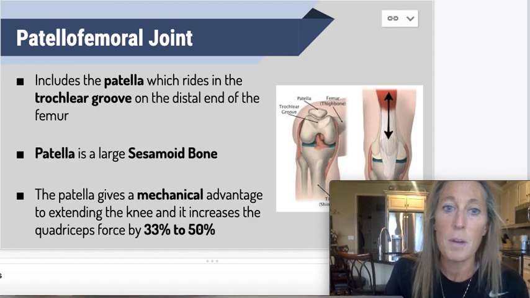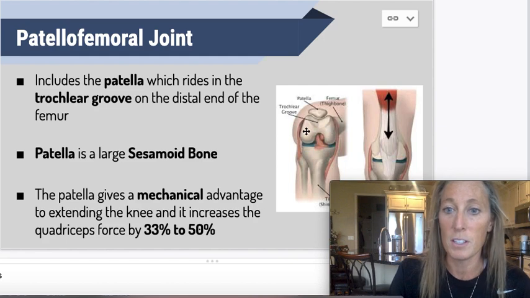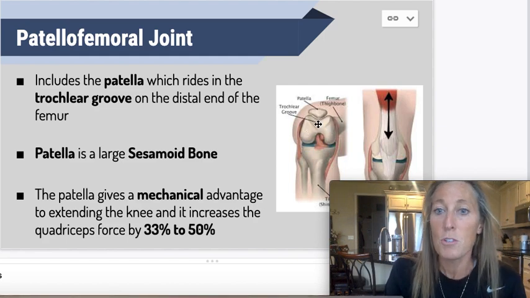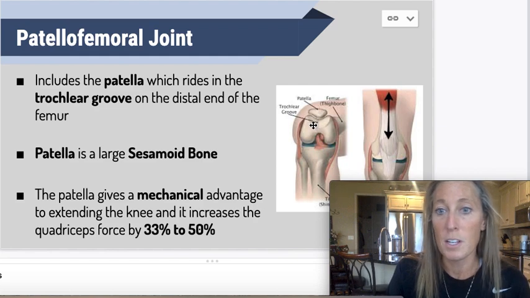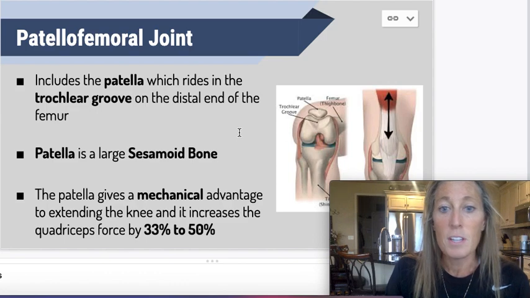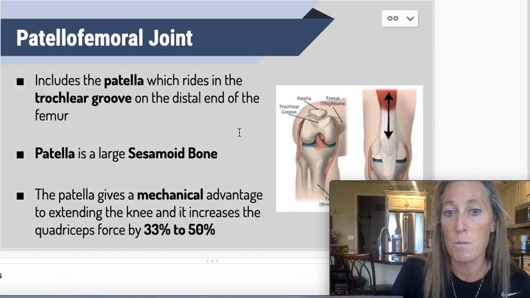The next we'll talk about is the patellofemoral joint. The patella is here, which remember is a sesamoid bone, and the femur is the long bone of the upper leg. You can see the medial condyle and the lateral condyle there as well, and the trochlear groove. The trochlear groove is the groove the patella slides on. The patella gives a mechanical advantage to extending the knee, and it increases the quadricep force by 33 to 50%.